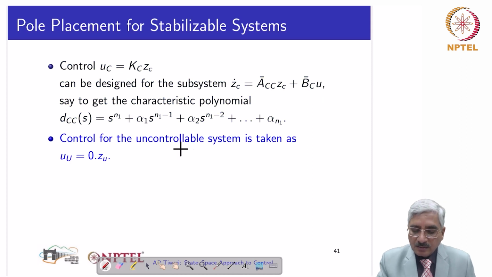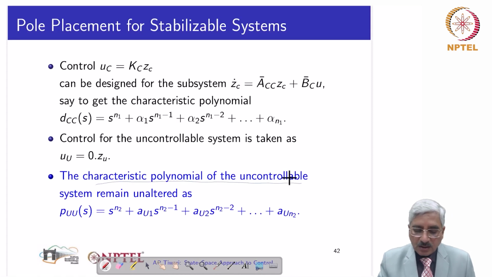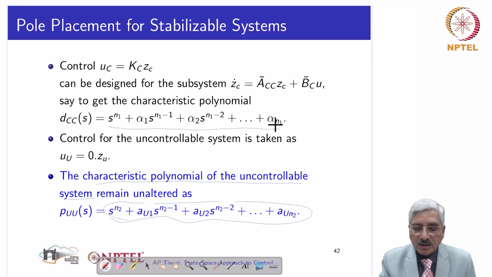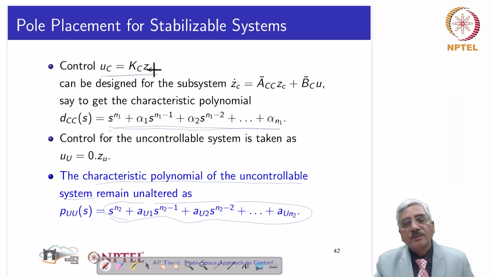For the uncontrollable part, a controller cannot be designed, so we take its gain as 0. The input for the uncontrollable system is 0 times the states of the uncontrollable system that we take, meaning that the characteristic polynomial of the uncontrollable system remains unaltered as this. This is the characteristic polynomial of the uncontrollable subsystem, and this is the characteristic polynomial of the controllable subsystem, which is achieved through this feedback of only the states which are controllable, the ZC part.